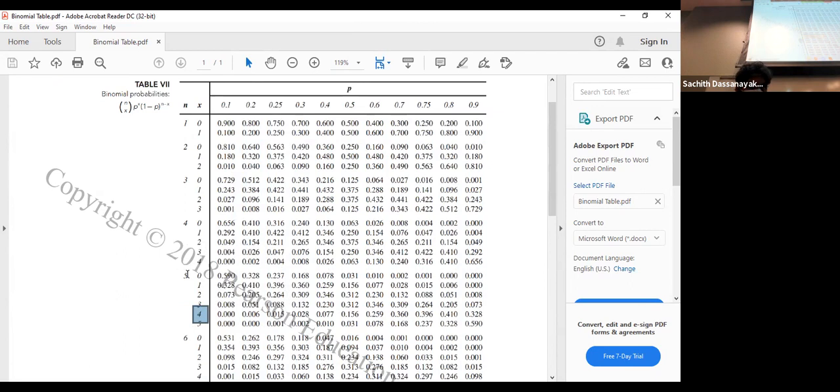Okay, n value first, next x value is 4. So your value is definitely within this column or this row, one of these values. Next, you have to find what your p value, the probability value, is.